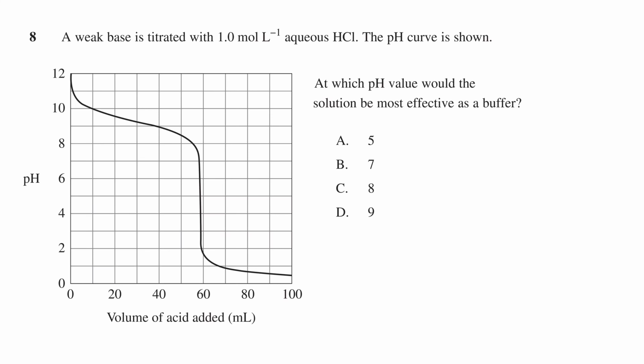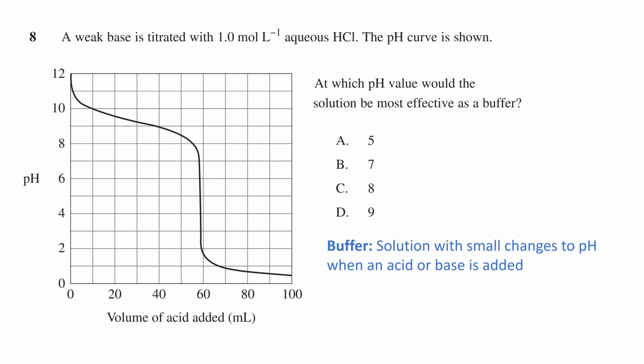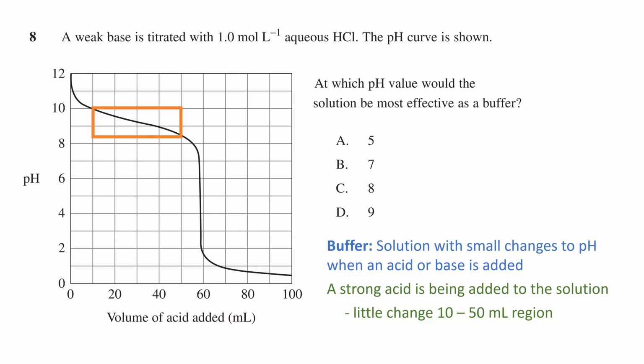Firstly, we remember that a buffer solution is a solution that undergoes only small changes to its pH when an acid or base is added. In this example, a strong acid is being added to the solution. Looking at the plot, we can see that the weak base solution changes very minimally in pH, between 10 and 50 milliliters of acid having been added. This region is closest to pH 9, and therefore option D is the answer.